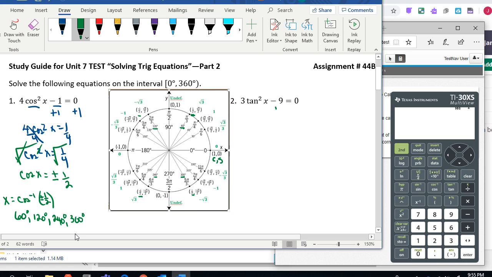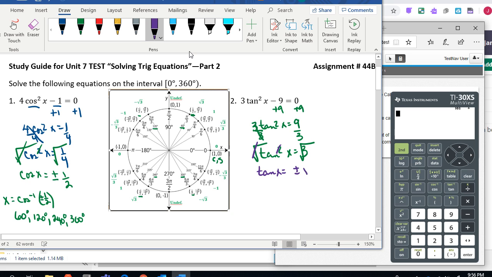This one works identically. Let's just add 9 to both sides. 3 tangent squared x equals 9. Divide both sides by 3. Tangent squared x equals 3. Take the square root of each side, and when you do, this square root cancels with that, giving me tangent x is plus or minus square root of 3.